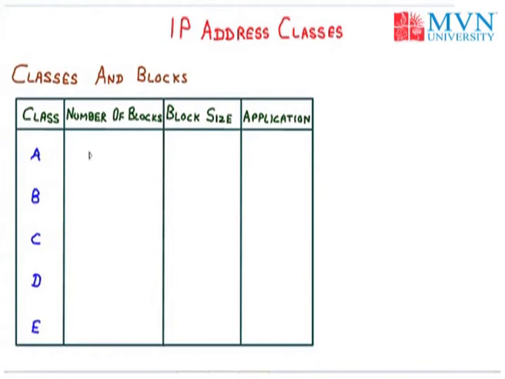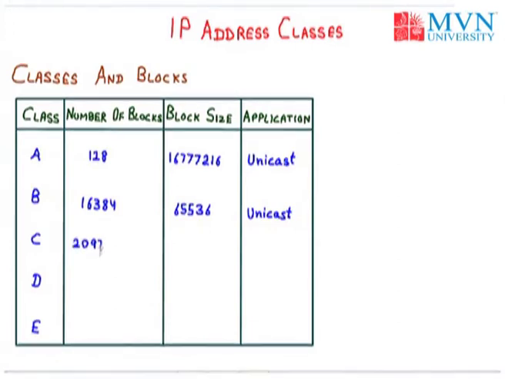In class A, the number of blocks is 128 and its block size is 16777216, and its application is unicast, that means one-to-one communication. Then class B has 16384 blocks and a block size of 65536, and again its application is unicast. Next, class C has 2097152 blocks and a block size of 256, and again its purpose is unicast.